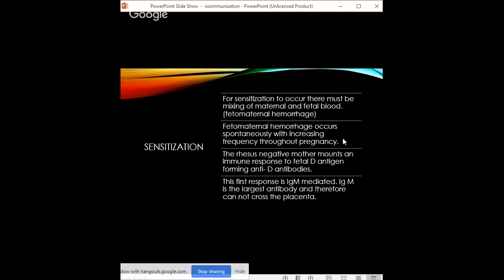However, there are events that can occur during pregnancy which will increase your risk of fetal-maternal hemorrhage. And the frequency at which fetal-maternal hemorrhage occurs spontaneously is 3% in the first trimester, 12% in the second trimester, and 46% in the third trimester, with your highest risk being at delivery, where it's more than 50%.